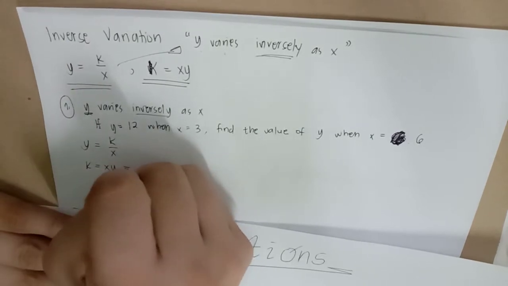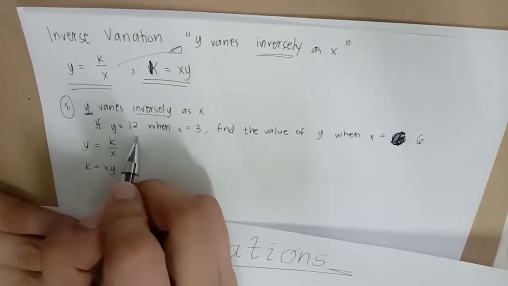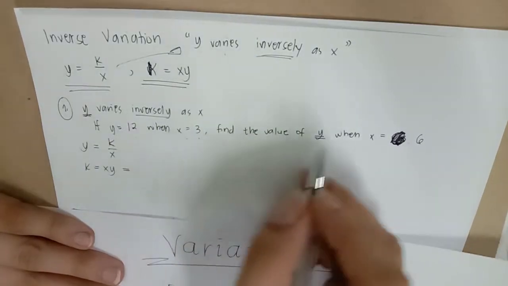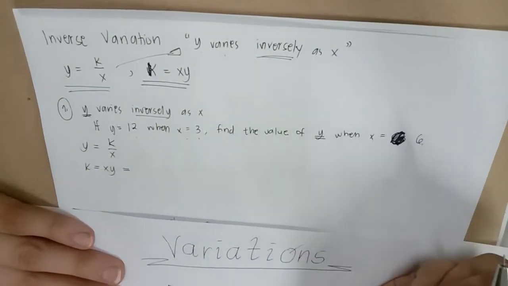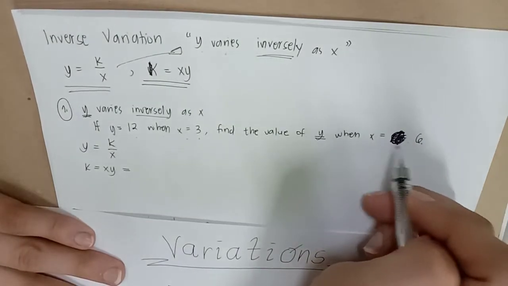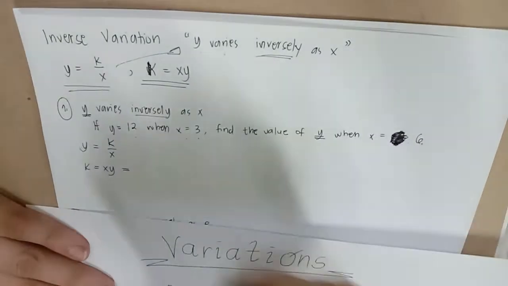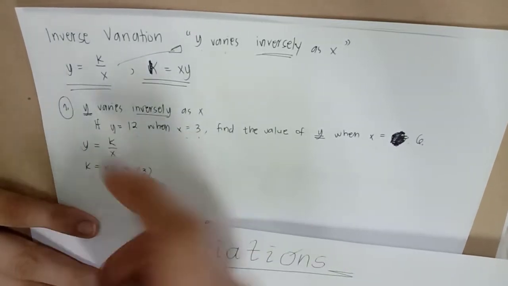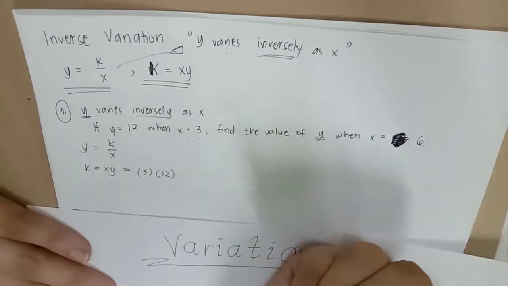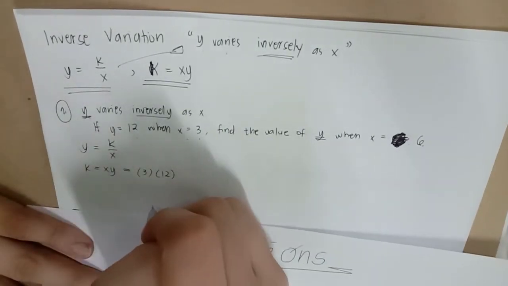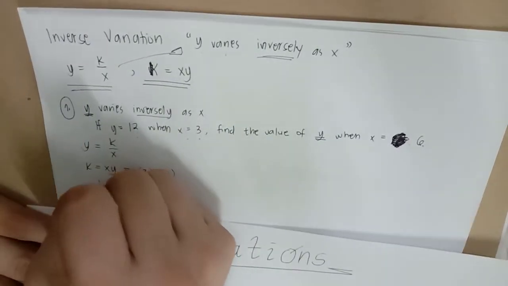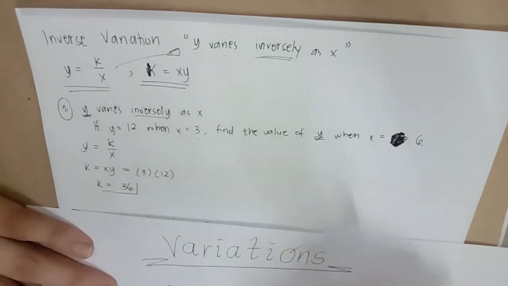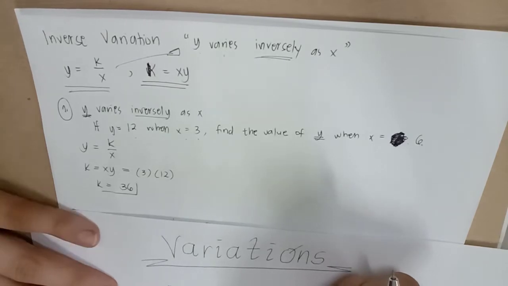So, if y is equals to 12 when x is 3, find the value of y. Y po ang nawawala when x is equals to 6. Okay, 6 po yan. Nagkamali lang po ako. Patawarin niyo po ako. Alright, so x is 3. Tapos y natin is 12. Alright, so i-multiply lang po natin. So k is equals to 36 because 3 times 12 is 36.